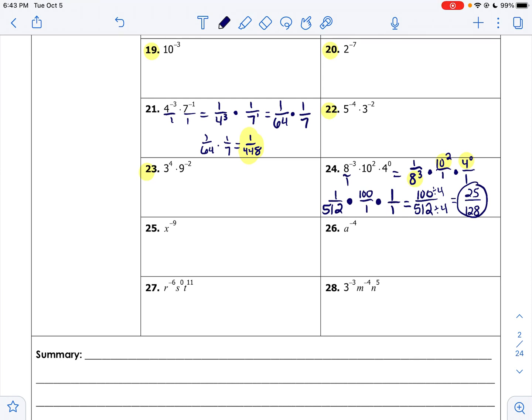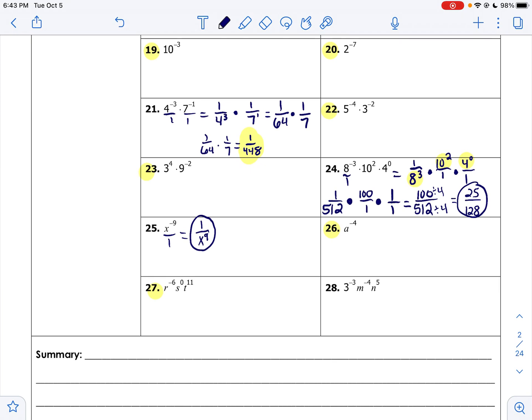Now, if we have variables as our base, we do the same thing. If our exponent is negative, we're going to put it over 1, and then we're going to flip it. So 1 over x to the, now it's a positive 9 since we flipped it. But when we have variables, we leave our answer here because we can't actually multiply out x to the 9th power. Go ahead and yellow highlight number 26, 27, and let's look at number 28.